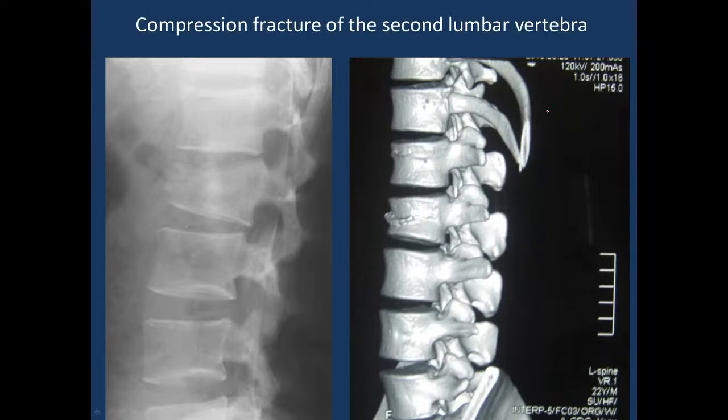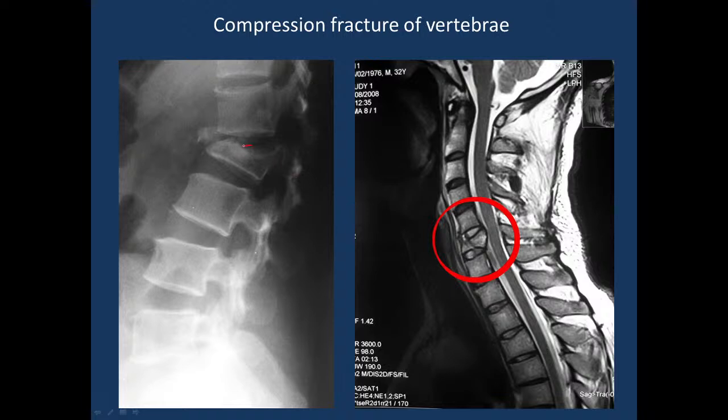Here is a compression fracture, because we call it that when the vertebral body was compressed in two directions, from the up and from the down, and it results in compression of the lumbar body. It is also visible on the spiral CT, and here are several compressions in the lumbar region and even in the cervical region.